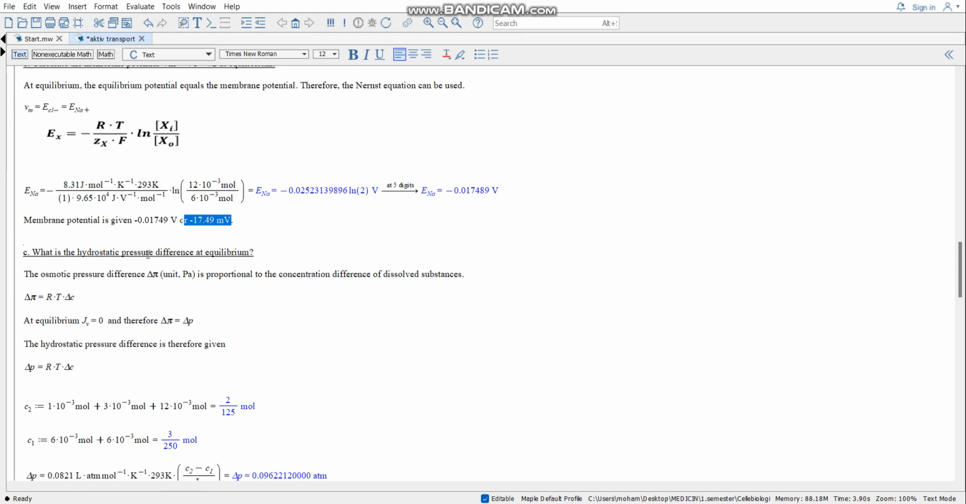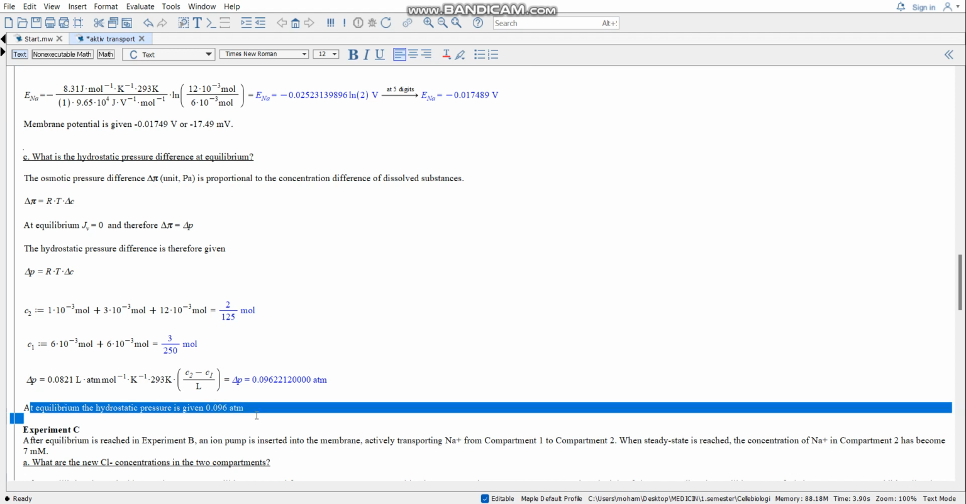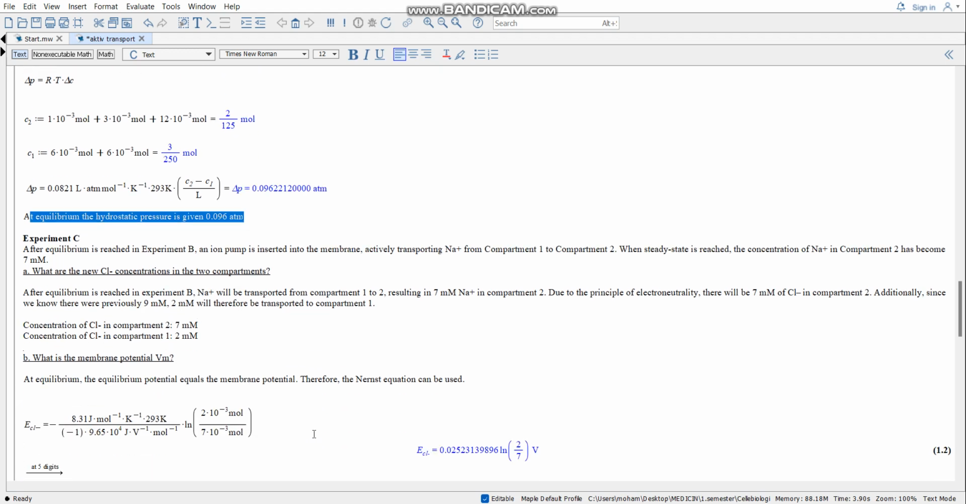And what is the hydrostatic pressure difference at equilibrium? I've just talked about it, but at equilibrium the hydrostatic pressure difference is the same as the osmotic pressure difference, so we can use this formula right here. And you'll calculate that at equilibrium the hydrostatic pressure is given as 0.096 atmospheres of pressure.